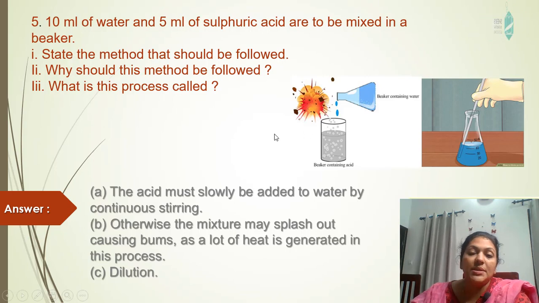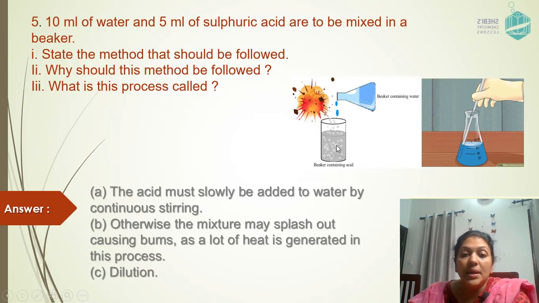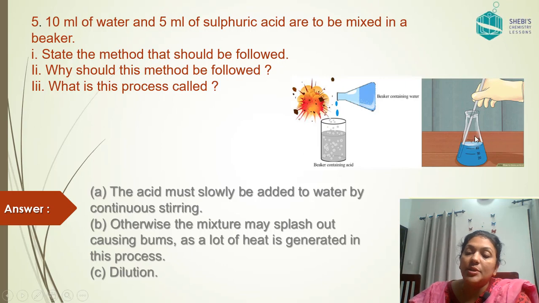So we know that mixing concentrated acid with water is a highly exothermic reaction. See here, this picture indicates water is added into acid. So what will happen? It is a highly exothermic process. So here a large quantity of acid is there. Therefore, a large amount of heat energy will be evolved, which makes the solution splash out. This is the correct method: drop by drop add acid into a large quantity of water and stir it well.